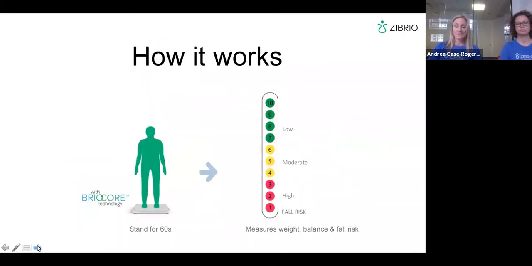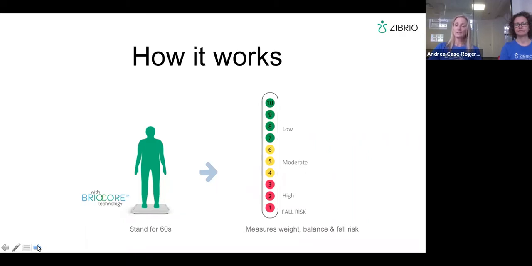So we make it simple, of course. You stand on the scale. We've got this very sophisticated technology, the Brio core technology invented at NASA, and we simplify it into an easy to understand score, 1 to 10. 10 is the best, Simone Biles on a good day. Really hard to get.